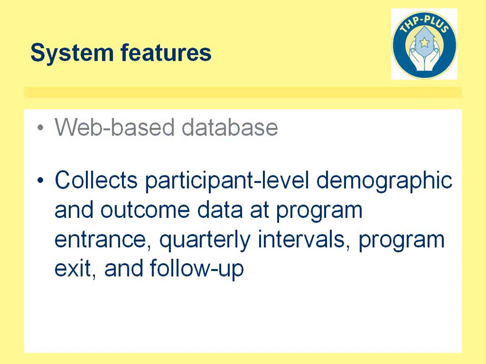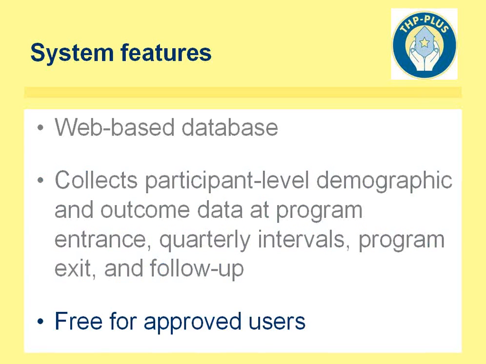Now I'd like to talk about some of the features of the participant tracking system. This is a web-based database, and it collects participant-level data at program entrance, at quarterly intervals, at program exit, and 6 and 12 months after the participant has exited the program. It's both demographic information, so basic descriptive information, as well as outcome information about things like employment and education. And this system is free for all approved users.